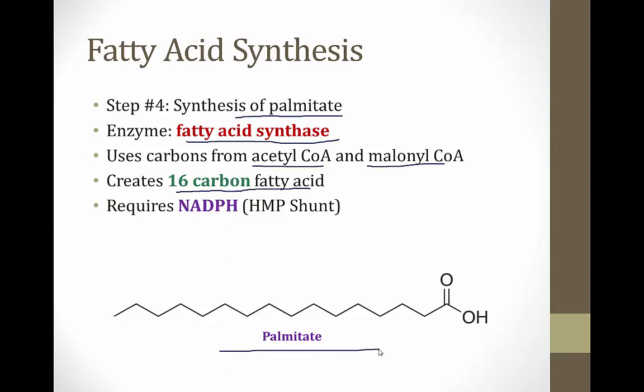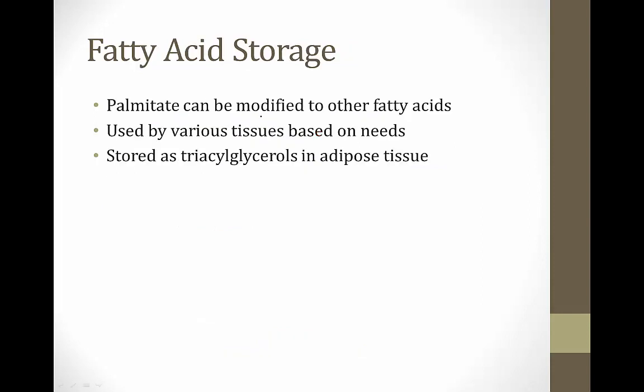Fatty acid synthase is a multifunctional enzyme that catalyzes a complicated series of reactions to create palmitate. You don't need to know all of that, but what you should be aware of is that fatty acid synthase uses NADPH, which comes from the HMP shunt, and therefore one of the many roles of NADPH is to assist in fatty acid synthesis. Once palmitate has been synthesized, it can be modified to create other fatty acids that the body may need, and then those fatty acids can be used by tissues based on their individual needs.